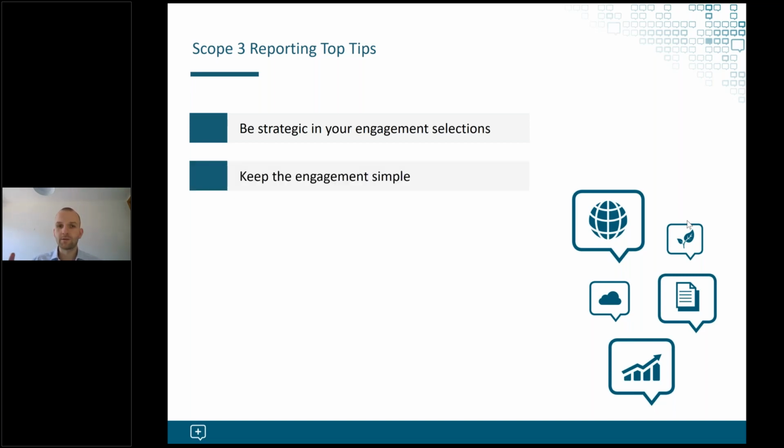Next, keep the engagement simple. Do not overcomplicate the request for information when you're relying on external organizations. Organizations get a lot of requests these days, so make sure you're getting the right information, but it's done in the most simple way possible.